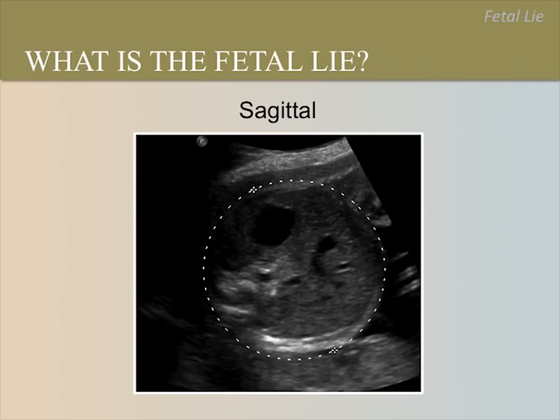This is a sagittal view of the uterus. What is the fetal lie? In this image, we see a transverse or cross-section of the fetal abdomen. We can identify the stomach and umbilical vein. Since this is a sagittal view of the uterus, the fetus must have a transverse lie.